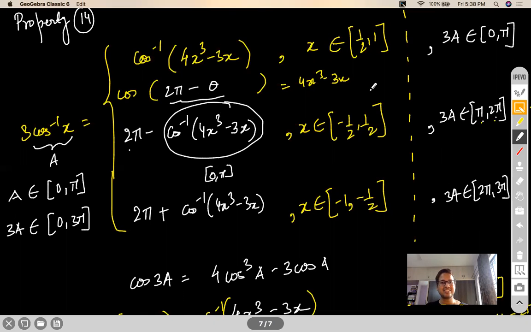Are you getting my point? But if you're not comfortable with this approach, you can always rely on your graph, Ritvik. Okay, so I'm not forcing this on anybody. If you feel you are comfortable with using the graph, go ahead. No issues.